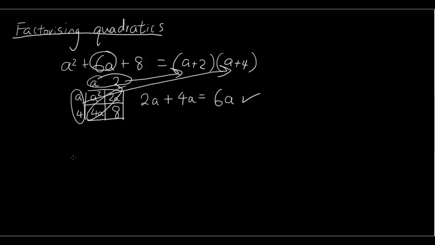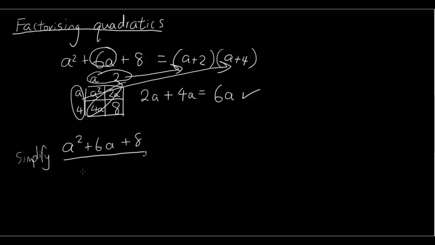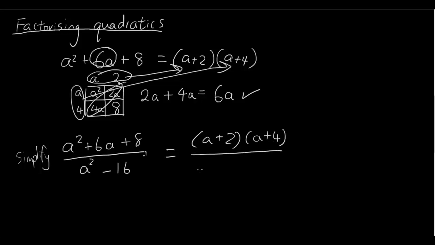So once you have done these, we can then use them to simplify equations such as this one. Simplify a squared plus 6a plus 8 over, let's say, a squared minus 16. Okay, so the top bit is equal to a plus 2, a plus 4, and the bottom bit is equal to a plus 4, a minus 4.